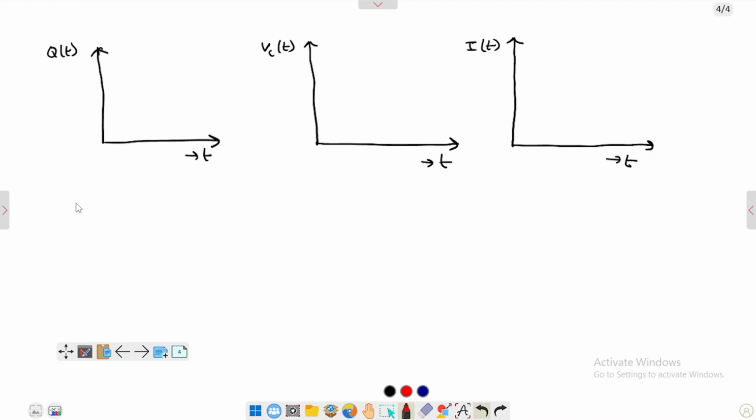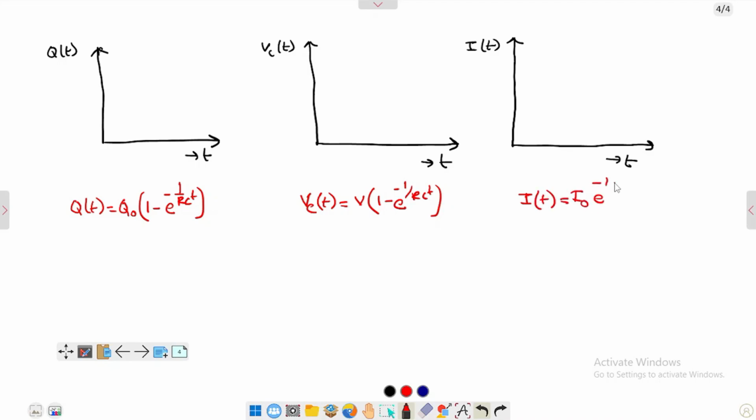Now what will happen is, see, Q(t). What is the equation of Q(t)? I know Q(t) is equal to Q0 (1 - e^(-t/RC)). What is VC(t)? VC(t) is equal to V (1 - e^(-t/RC)). And what is I(t)? It is equal to I0 e^(-t/RC).